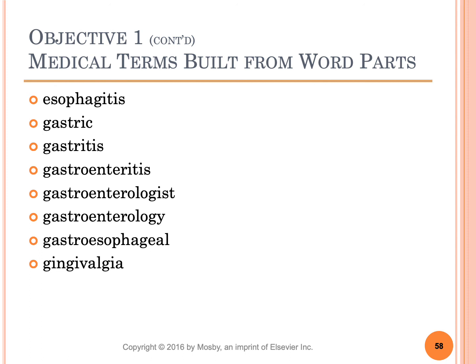Gingivalgia is painful gums. And gingivitis is inflammation of those gums. And then lastly on this slide, glossitis. Remember what glosso means? It means tongue. So glossitis is inflammation of the tongue.